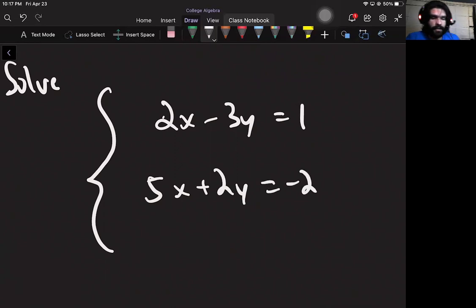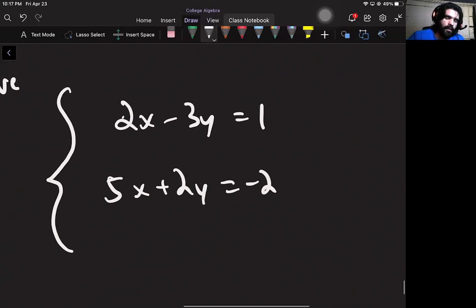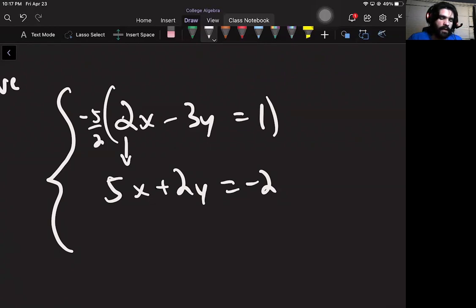Okay, so something like this is a bit more annoying, a bit more difficult, because if I multiply the first equation by a whole number, there's no way to make the 2 and the 5 cancel. So I would really need to multiply by -5 over 2. And then I would get -5x, and then it would cancel nicely. But that's a bit annoying because I don't want fractions. So there's a better thing to do.